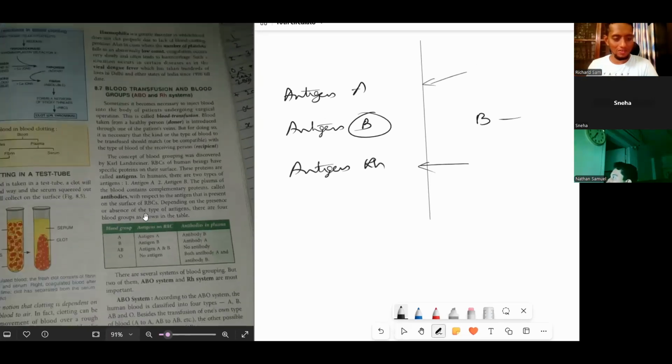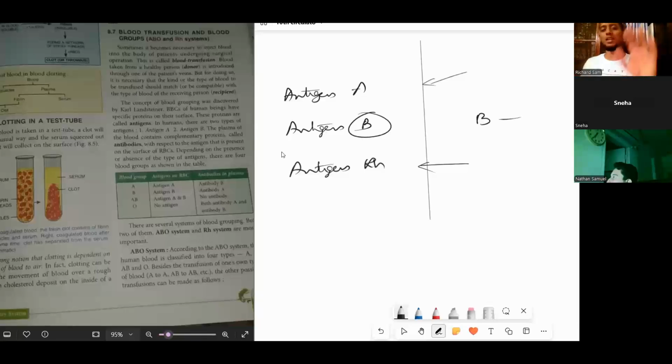Okay. So again, the simple thing is what? Antigen is a substance that is on the RBCs. It's attached on the RBCs. An antibody is a substance that is floating in the plasma. Who fights against whom? Antibodies fight against antigens.